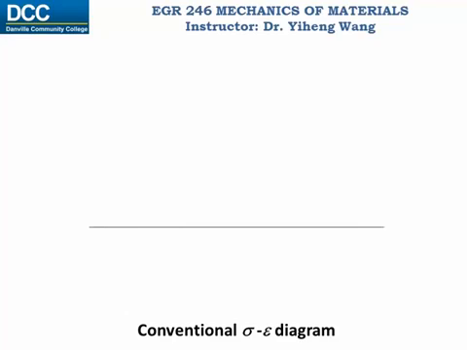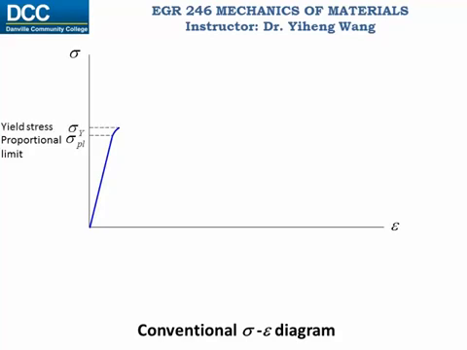The x-axis is normally the strain, and the y-axis normally represents the stress. Initially, when the stress increases, the strain will increase proportionally. On the graph, it is represented by a straight line with constant slope. This behavior will stop once the stress reaches the proportional limit, sigma PL. And as the stress continues to increase, it reaches a point called yield stress, indicating that the material starts yielding.